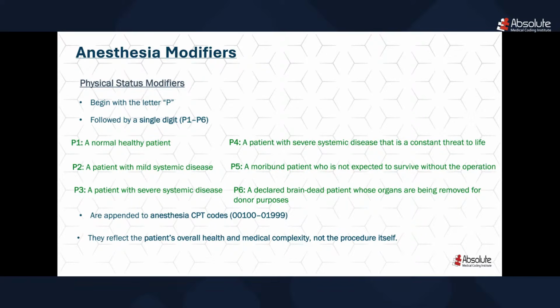P4 is followed by P5. P5 is used for moribund patients, and these are the patients who are not expected to survive unless the operation is performed. So here surgery is necessary to prevent immediate death. And last is P6. P6 is used for a declared brain dead patient whose organs are being removed for donor purposes. So this is used only in organ procurement surgeries. All right. And that is about our physical status modifiers.